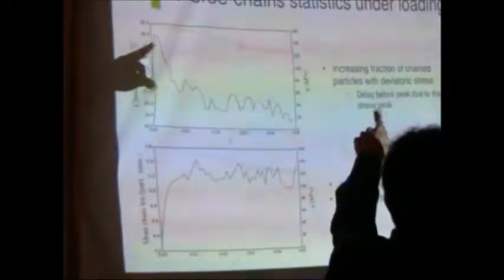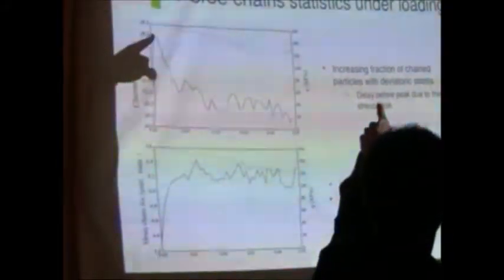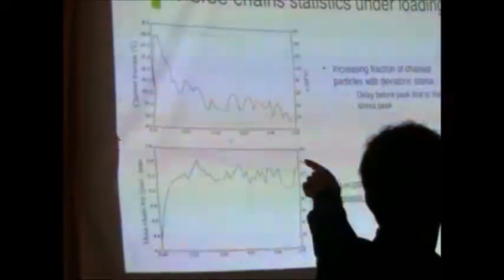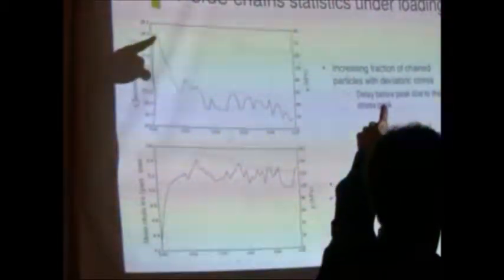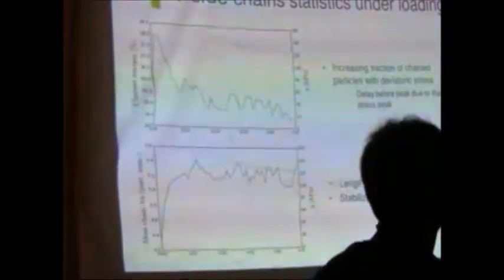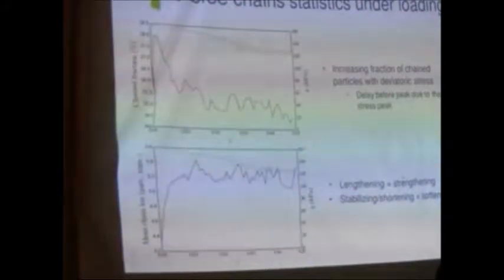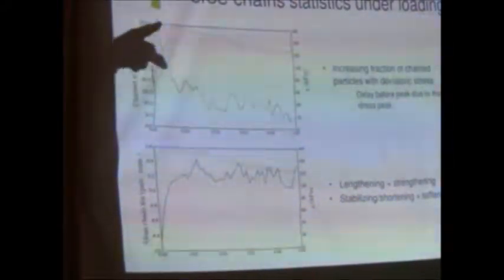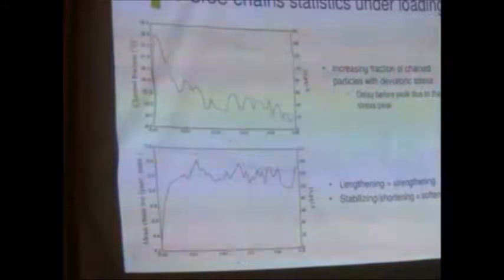In the upper graph, you can see that the peak for the number of chain particles involved is a little before the actual peak stress, and this is due to the fact that from this point to this point, you are actually loading the chain particles more, but not recruiting new ones.